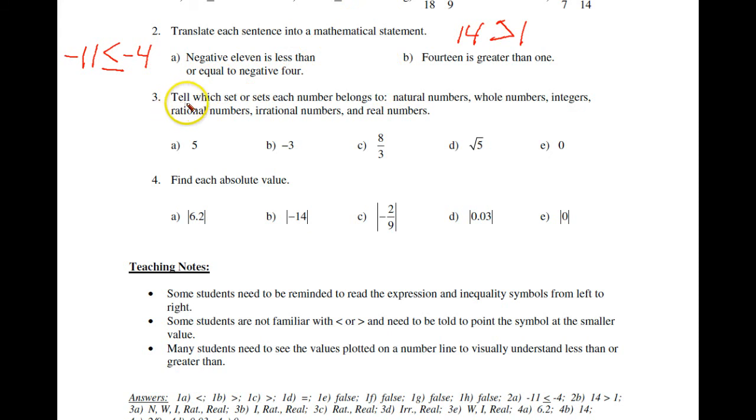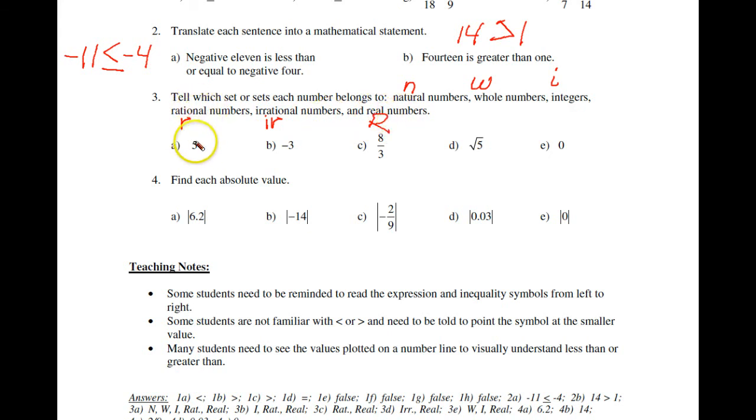All right, now what they're asking us to do is tell which set each number belongs to. A natural number, we'll use N for that. Whole numbers, let's use a W. Integers, we're going to just use the letter I. Rational numbers, well, we have irrational. We'll use IR for this. And real, we're going to use a capital R for real numbers. There you go.